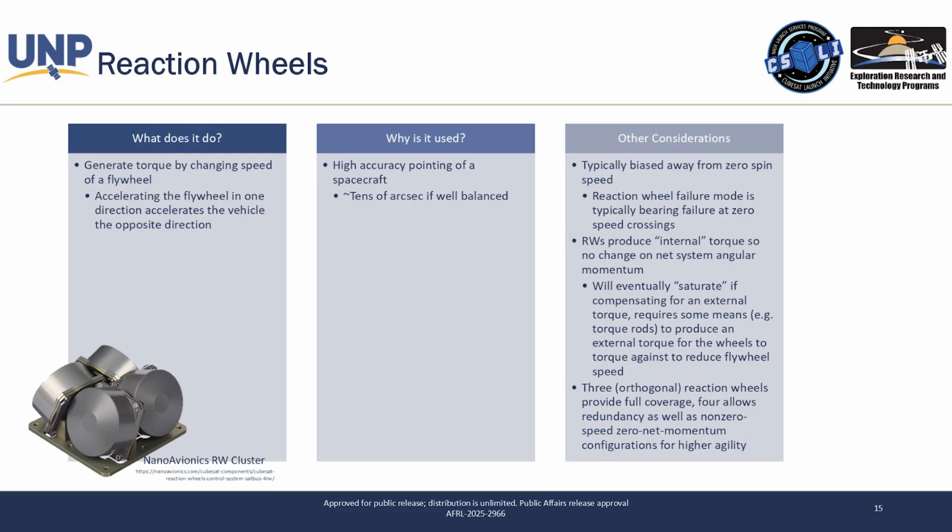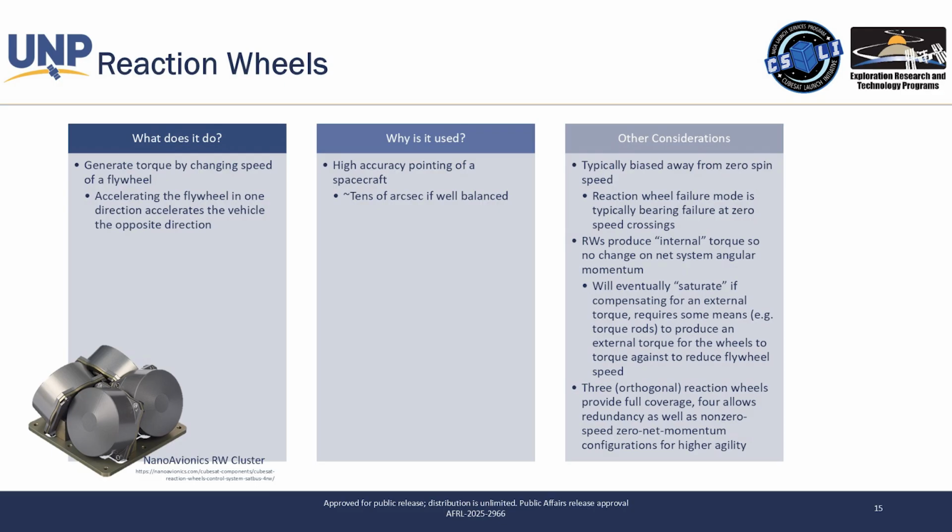These things can be fairly expensive. However, we're talking tens of arc seconds of pointing accuracy if they're well balanced. You can make a 6 or 12U CubeSat point really well. It's really cool how good these little platforms can be. If you need higher precision pointing, or if you need to slew, these are probably your actual option.